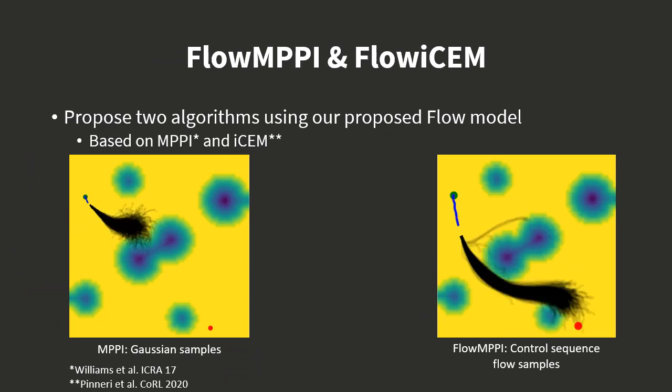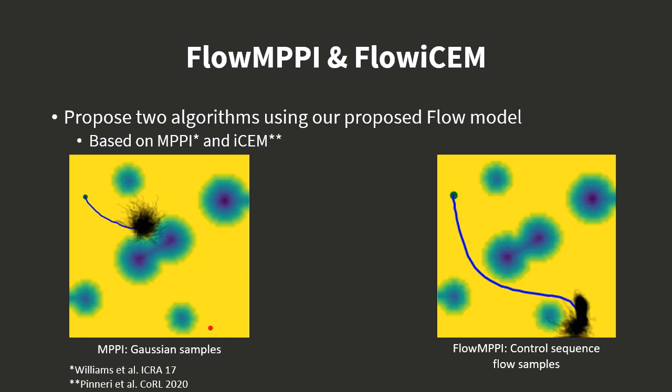We propose integrating our learned sampling distribution with two sample-based MPC algorithms, MPPI and improved CEM. Both of these methods sample from Gaussian distributions, shown on the left. We propose methods of incorporating samples from our learned sampling distribution for each of these algorithms.